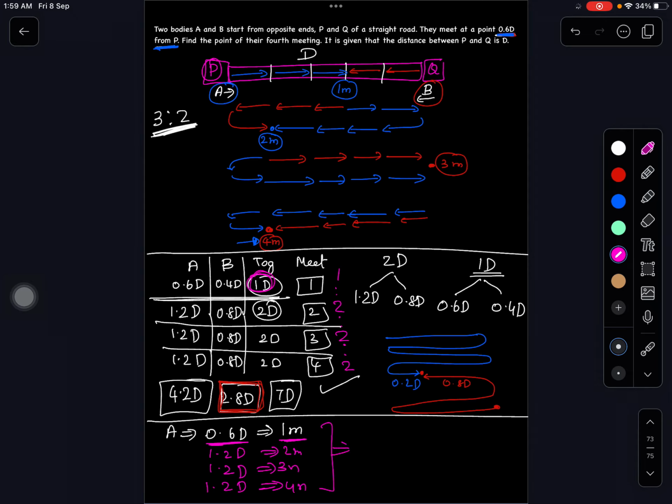So A would have covered a total distance of 1.2 into 3, 3.6, plus 0.6 is 4.2D distance. So 1, 2, 3, 4, and then 0.2. So we can clearly say that the AB meeting happens for the fourth time at a distance of 0.2D from the left side city P, or 0.8D from the right side city Q. So this is how we can solve this kind of question.